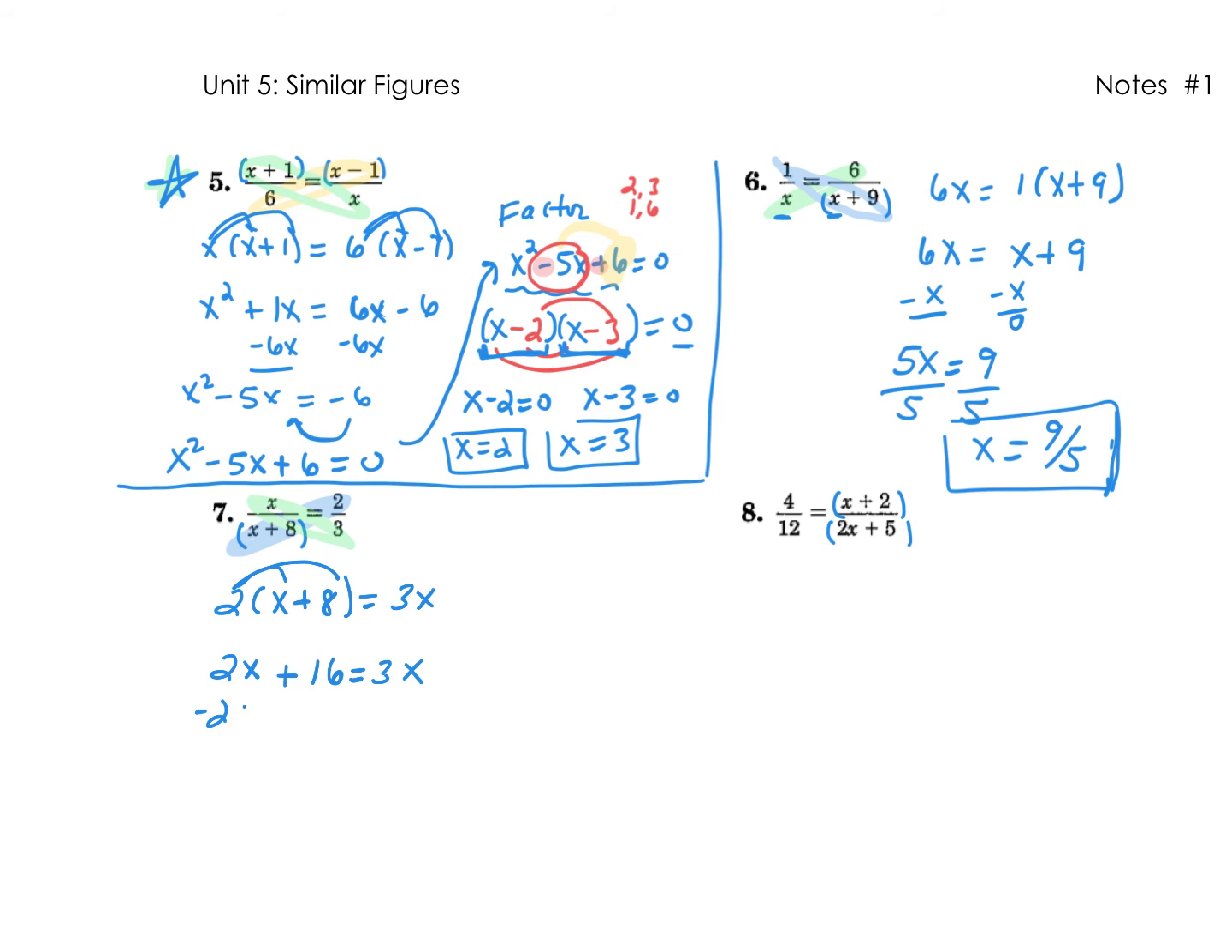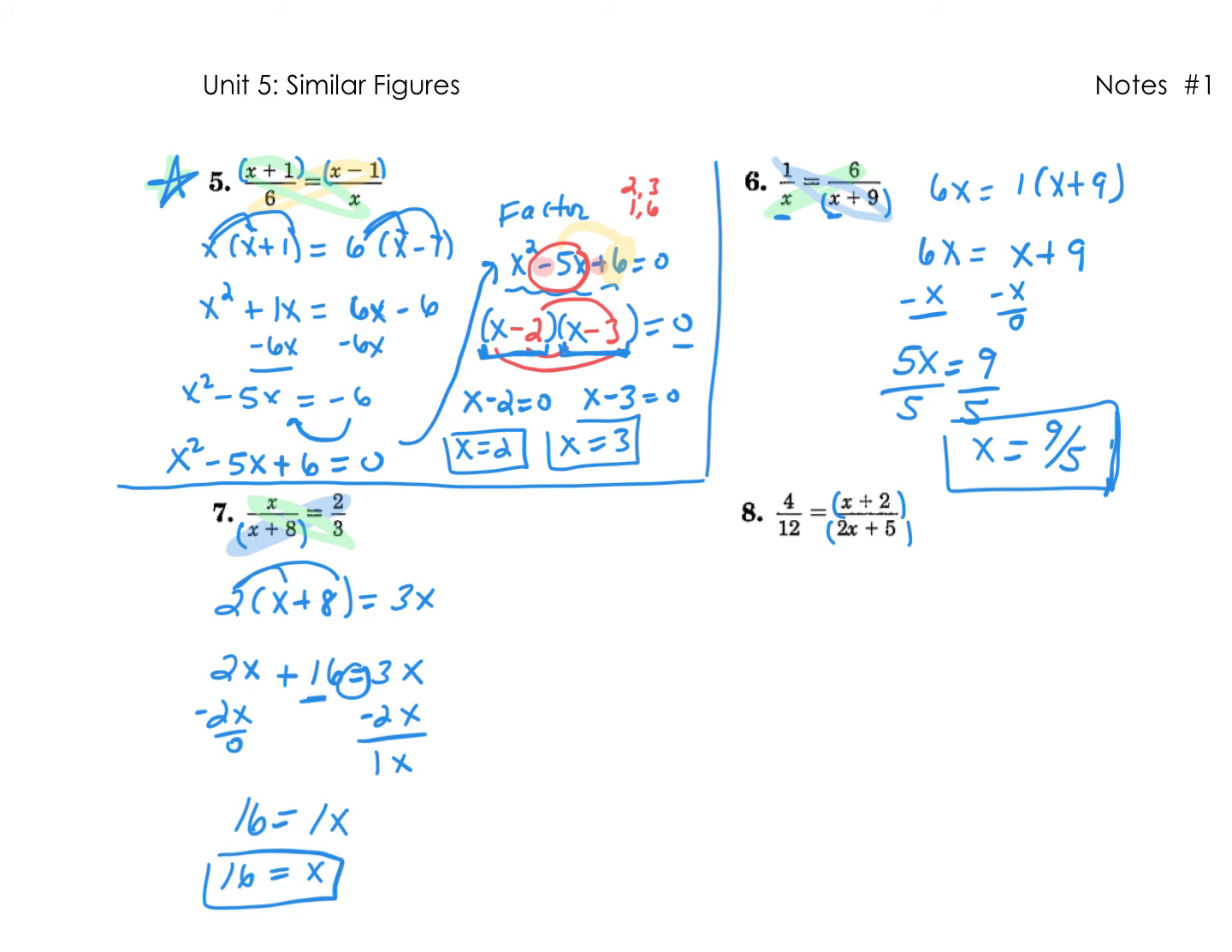Take and subtract 2x from both sides. We end up with 1x on the right-hand side of our equal sign, but we have 16 over here, so it's 16 is equal to 1x, or just 16 equals x. Final answer.